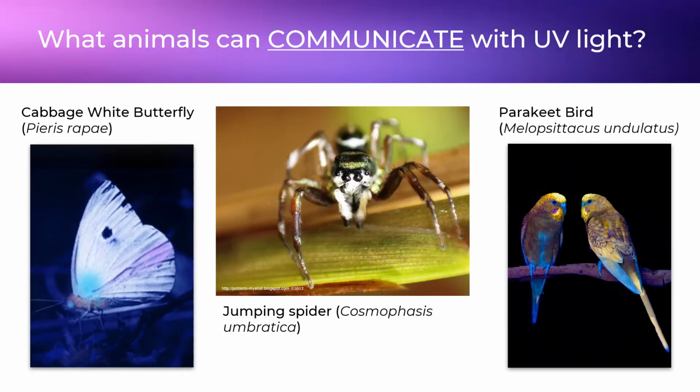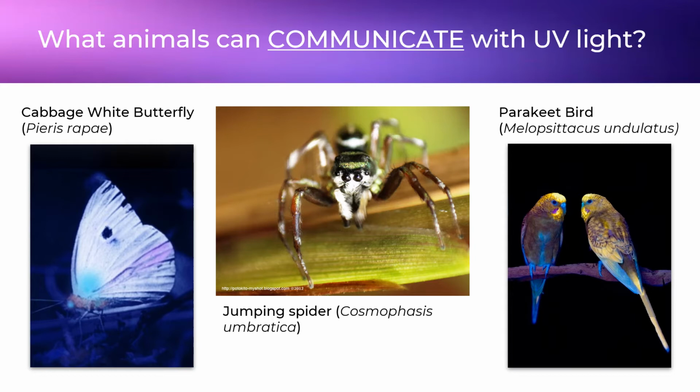Some examples of animals that are actually able to communicate with UV light are the cabbage white butterflies, which are thought to have the widest visual range of any animal. These butterflies can use UV markings to pick out healthy mates. Other species of butterflies use UV patterns that make them appear similar to predators while differentiating themselves to potential mates. And then the jumping spider uses UV markings to excite the opposite sex's mating interest.